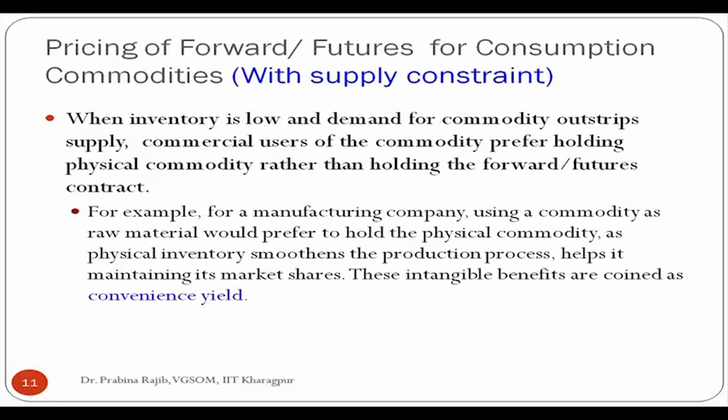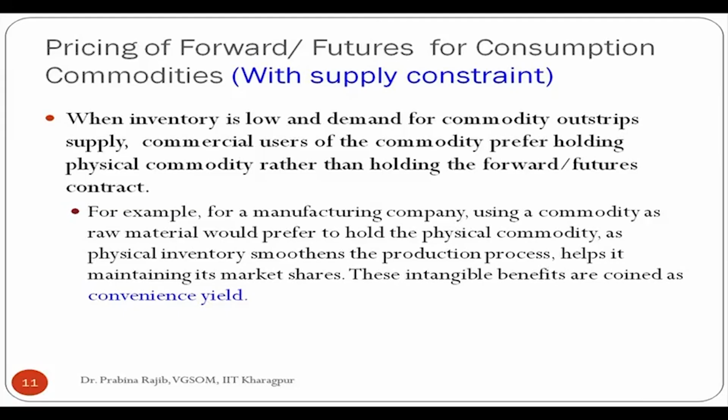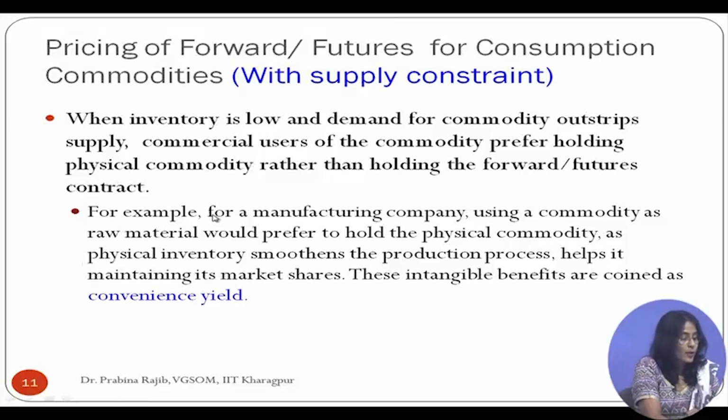And why does this happen? This happens because you have a supply restriction or supply constraint for the underlying commodity. Now this discussion on backwardation gives rise to a concept called convenience yield. So what exactly is the convenience yield? Please focus on the explanation of convenience yield.